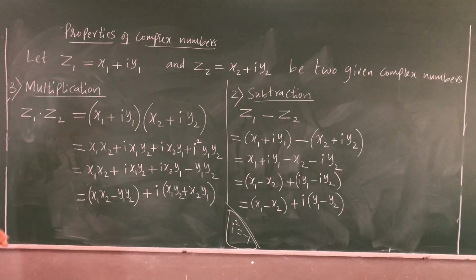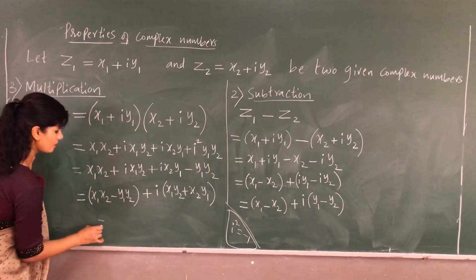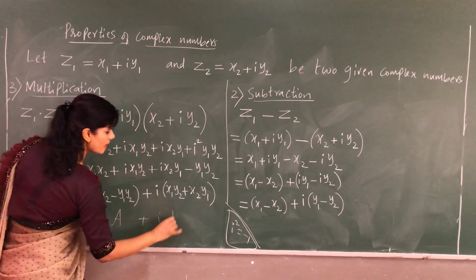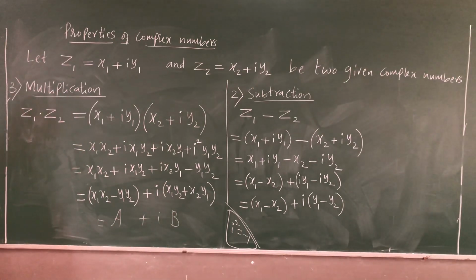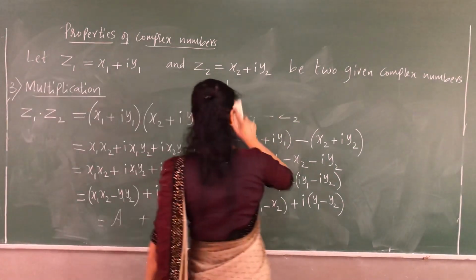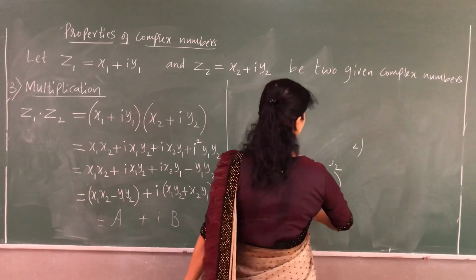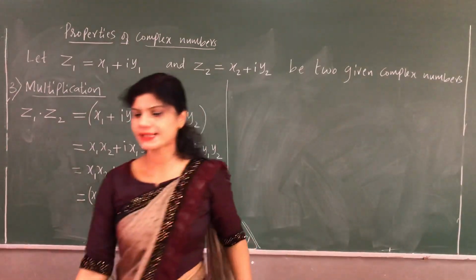Okay, students? Again you see that it is a complex number, a plus i into b, expressing it as a complex number again. That is about multiplication of any two given complex numbers, children.